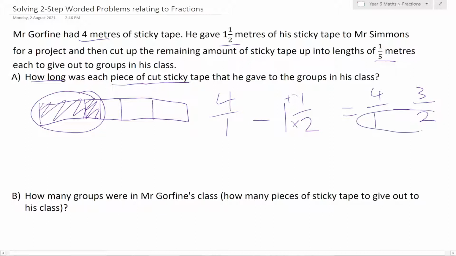Now, as I said before, I want the denominators to be the same. So I can actually times 1 by 2 to make it 2. We call this a related fraction. I'm going to have to do the same to the top. So if I've done the bottom by 2, I have to do the numerator by 2. So 4 times 2 is 8. 1 times 2 is 2. I don't need to change the 3 halves, so I can keep it the same. Now all I'm doing is doing 8 take away 3, and that gives me 5.